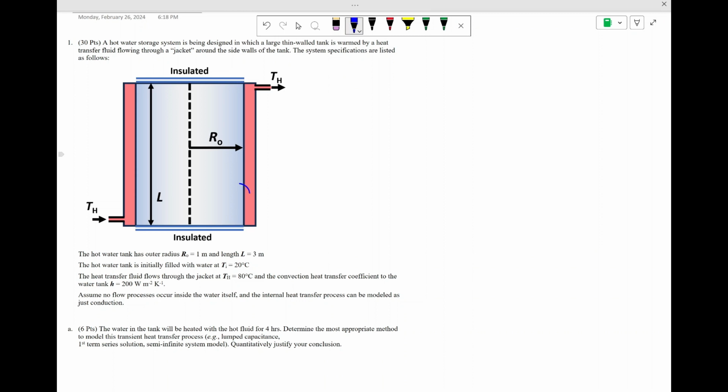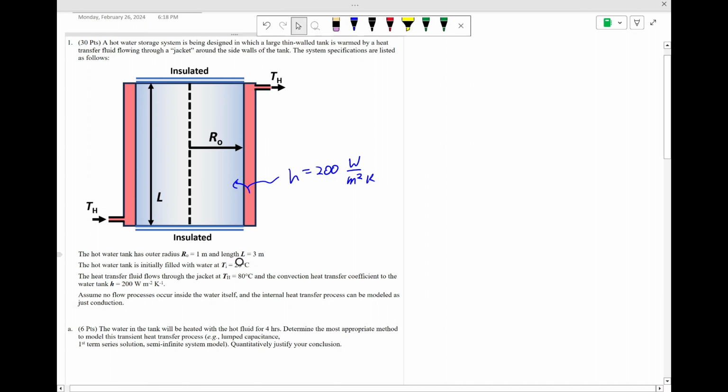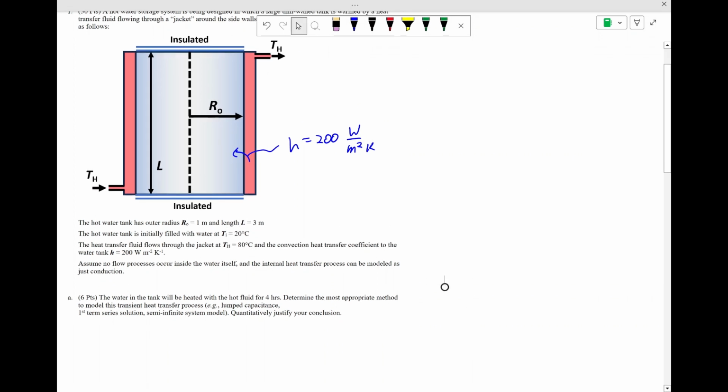So essentially we have some kind of heat transfer coefficient here. H is 200 watts per meter squared K. We have our outer dimensions of the tank itself. So it's 1 meter in radius, 3 meters tall. The tank is initially filled with water, and we're going to pretend now that there's no flow in there. So there's no natural convection that develops. This is just a conduction problem and a transient conduction problem. We now have enough information here.